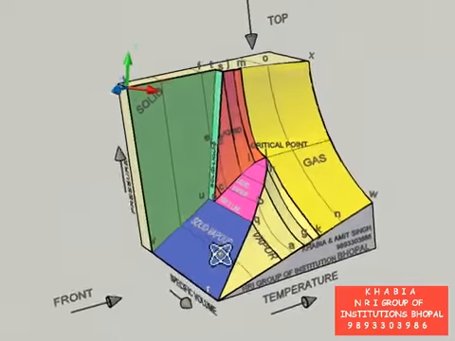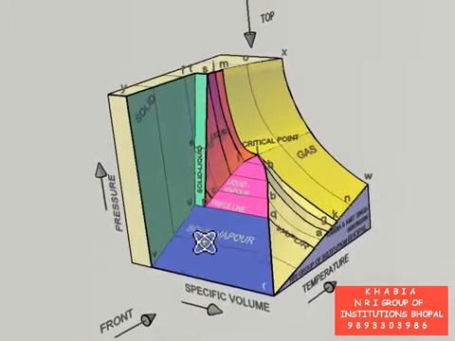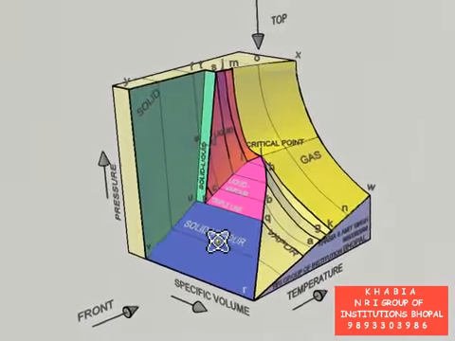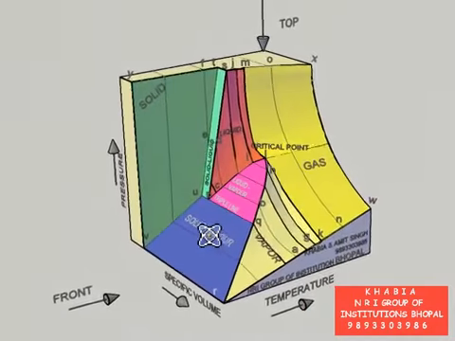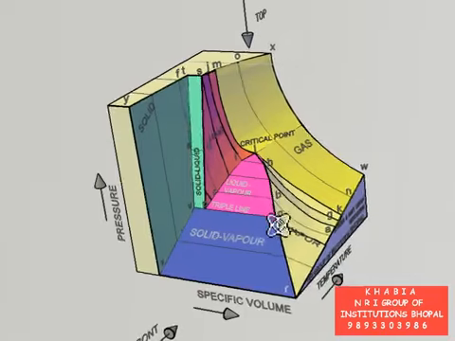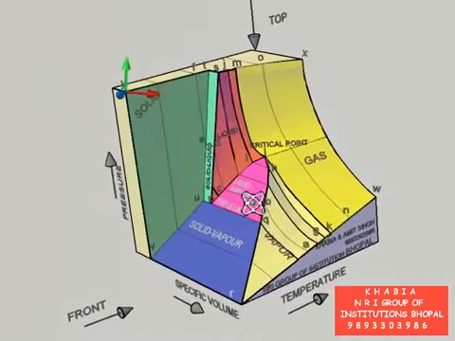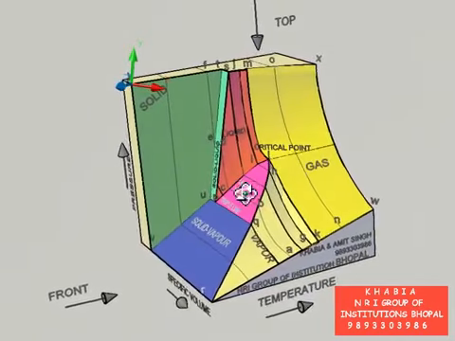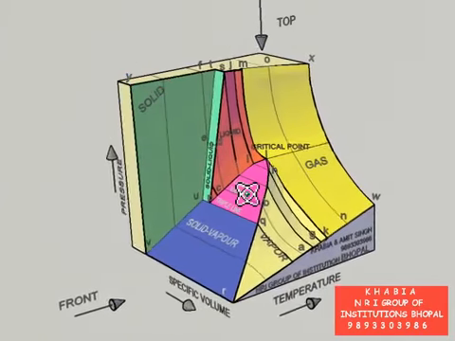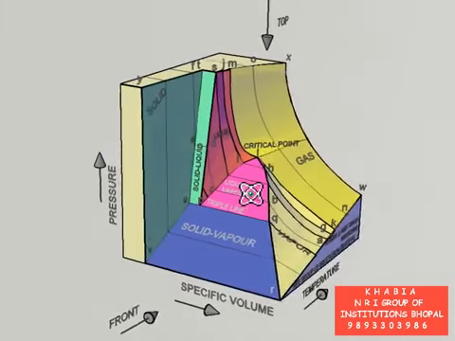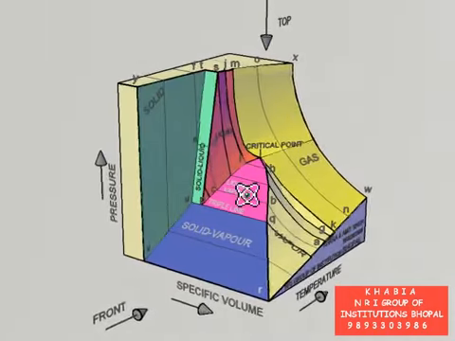The dark blue colored surface RQUVR indicates various possible equilibrium states of the pure substance when it is in the two-phase solid vapor region. The pink colored surface QBHLICPQ indicates various possible equilibrium states of the pure substance when it is in the two-phase liquid vapor region.